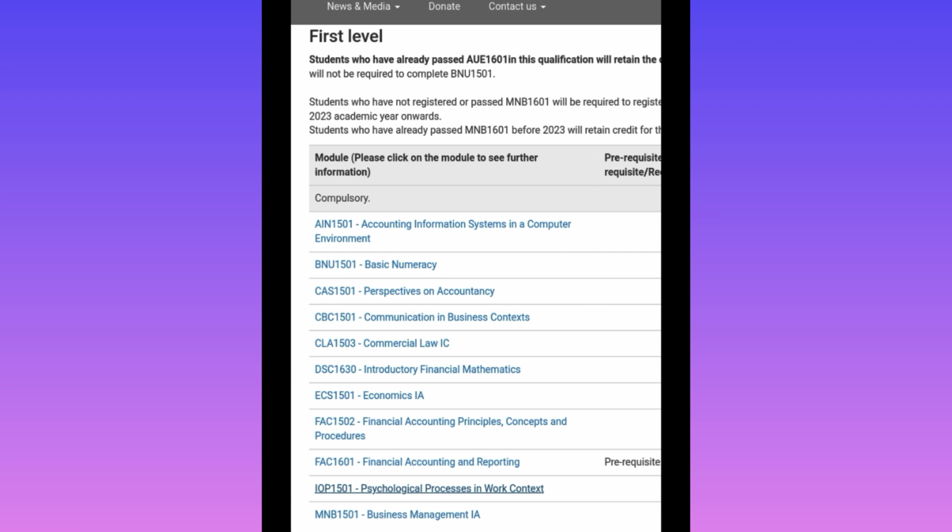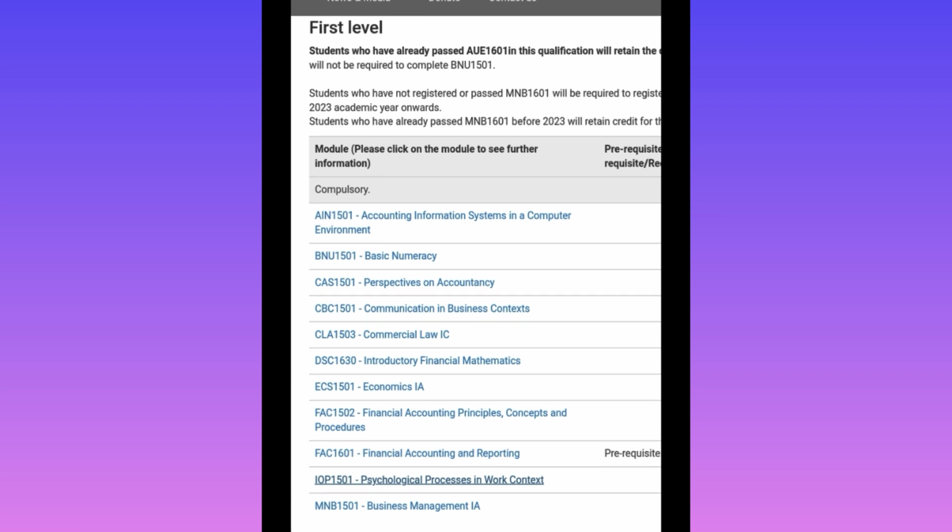These three modules, from financial accounting up to IOP, they don't have exams. They are continuous assessment modules. You are just going to attempt assessments throughout the semester, and then you get a final mark from those marks.